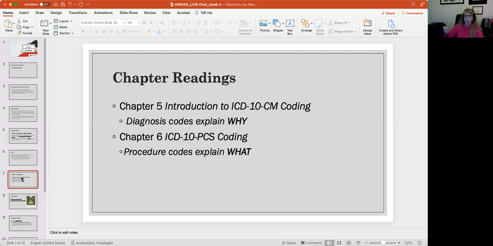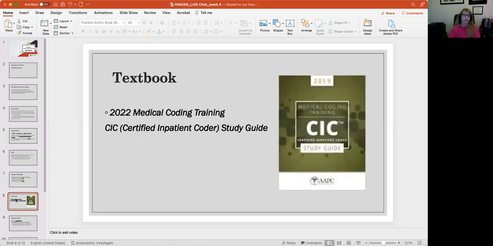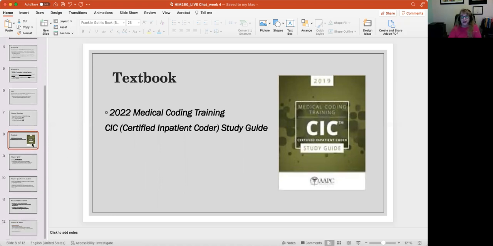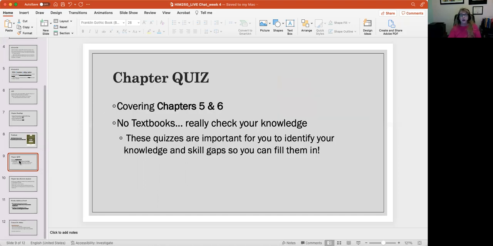Inpatient only. All right. And you should be using the 2022 review book because it is 2022, and that's when you're going to be taking the exam. So you want to make sure that you are studying for the correct exam, the actual exam that you are going to take. It's very helpful. Things change every year.